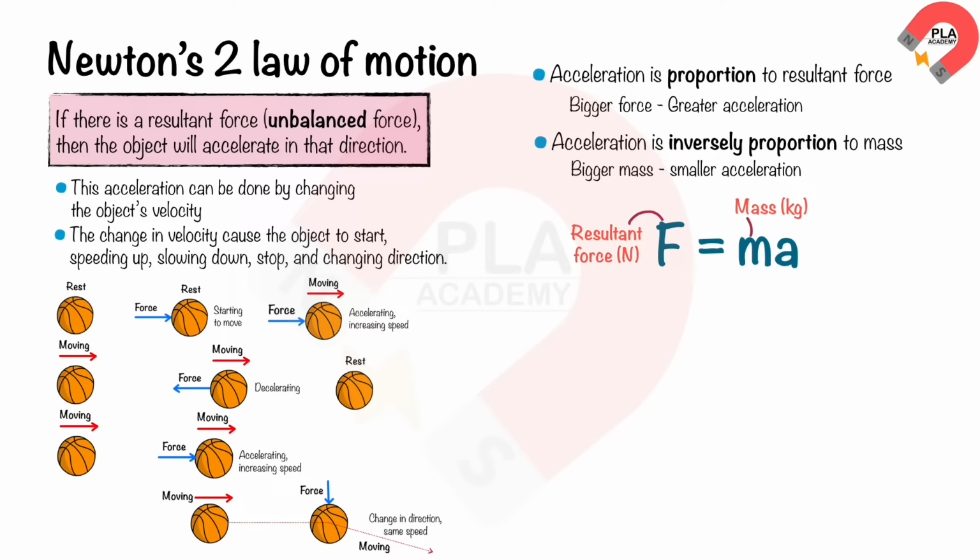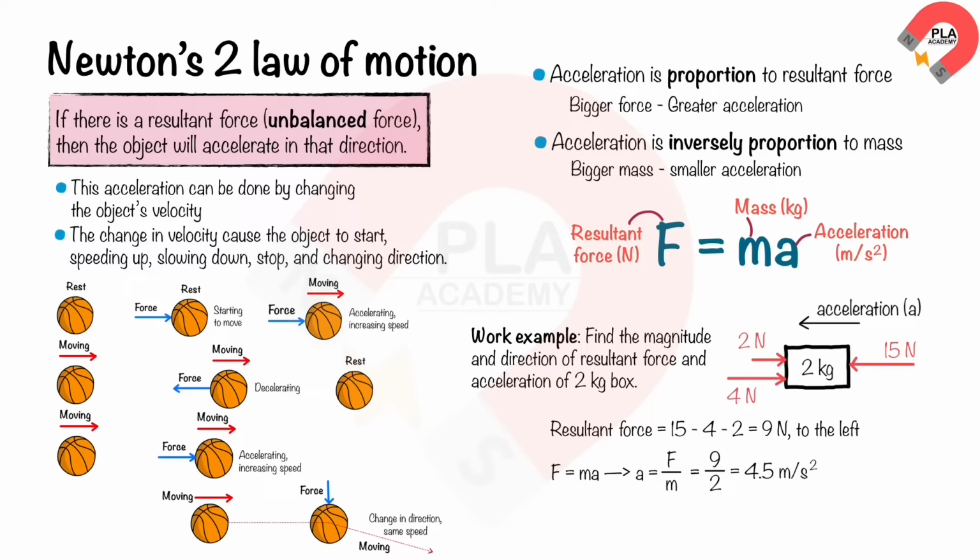Calculate the acceleration using F equals ma. Substitute F equals 9 newtons, mass equals 2 kilograms. Then a equals 9 divided by 2, which is equal to 4.5 meters per second squared to the left.